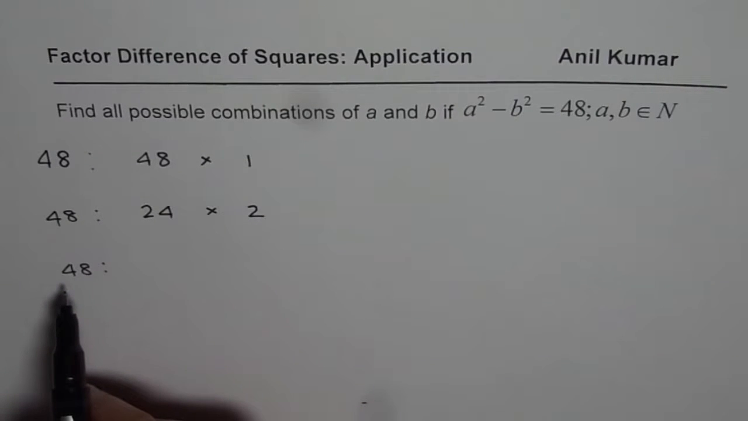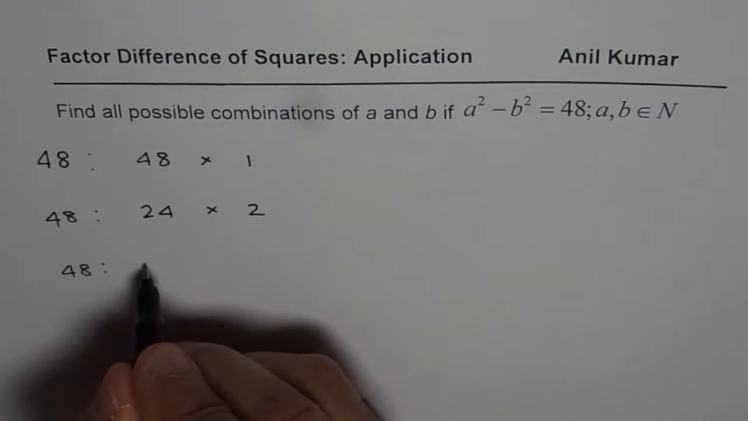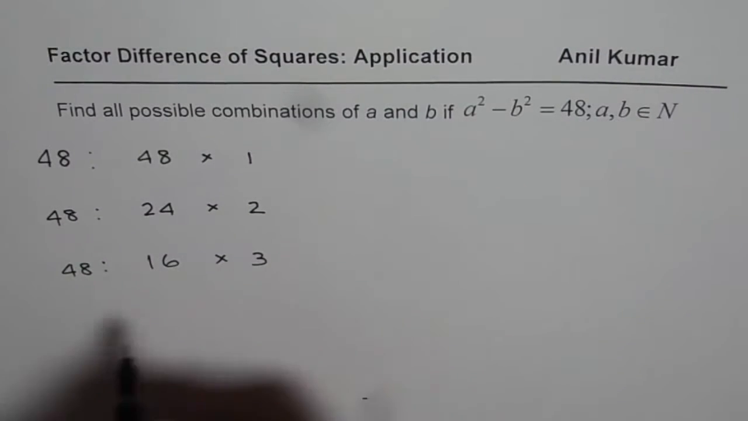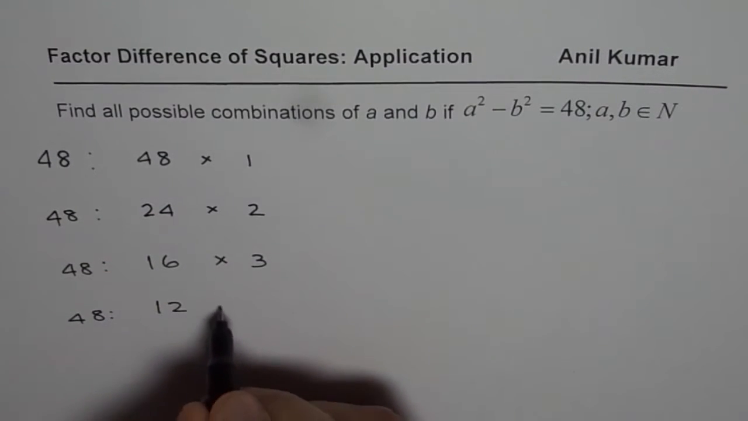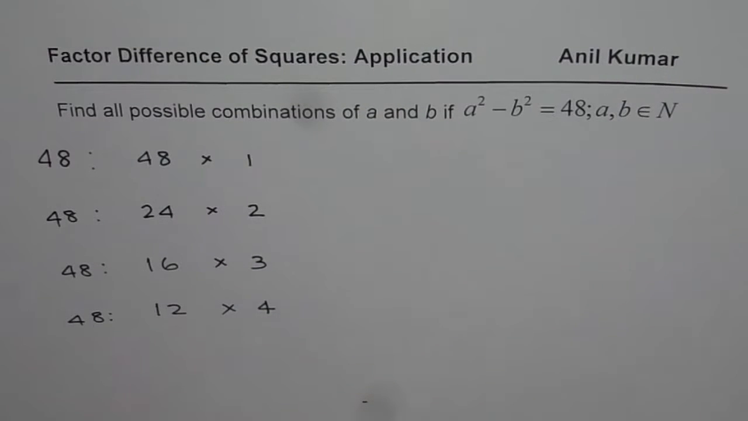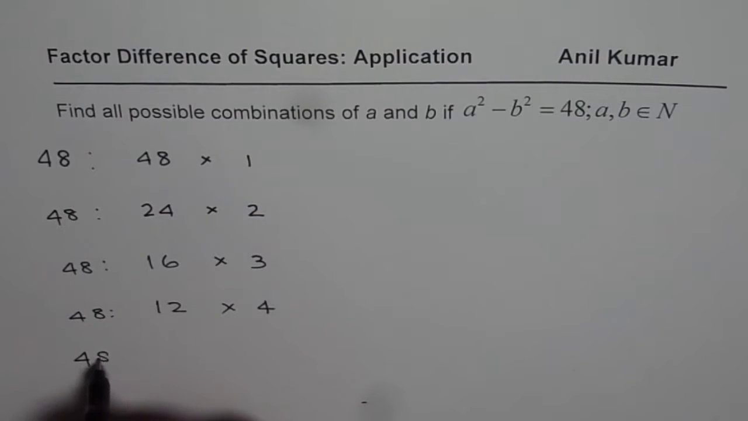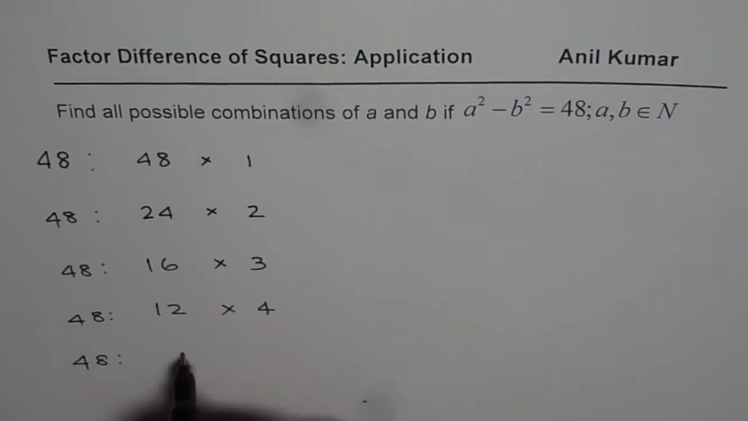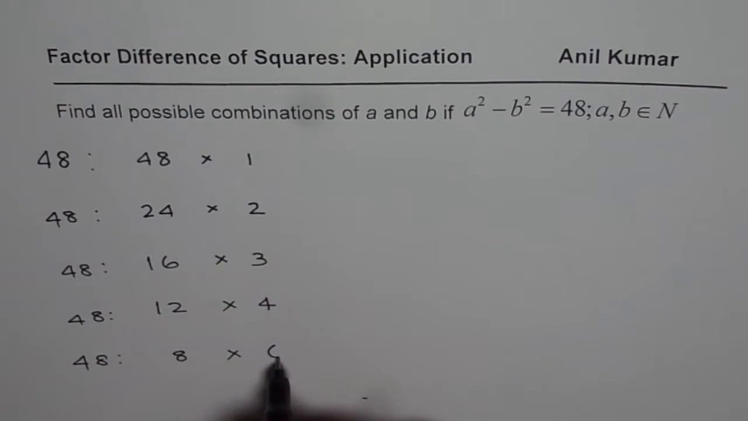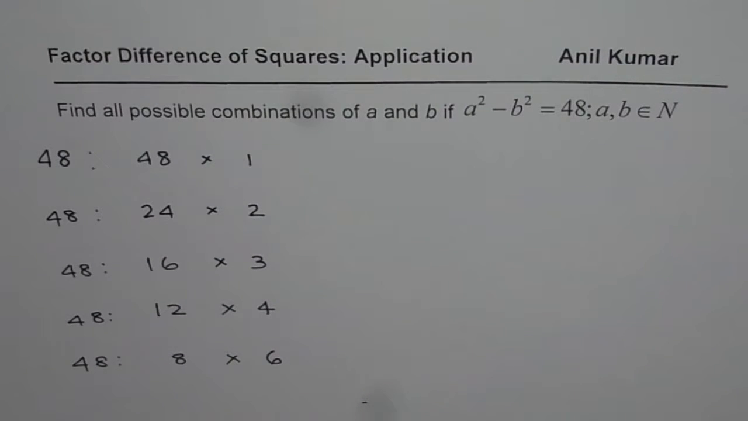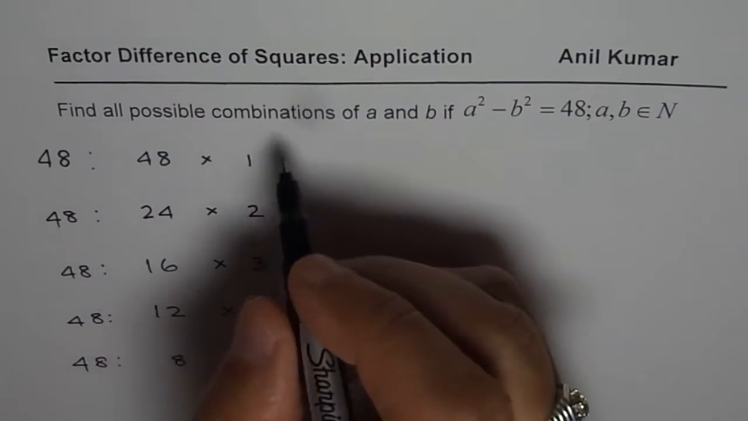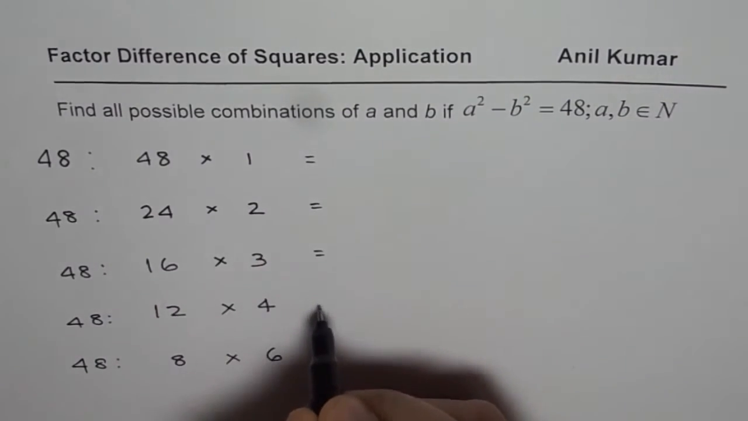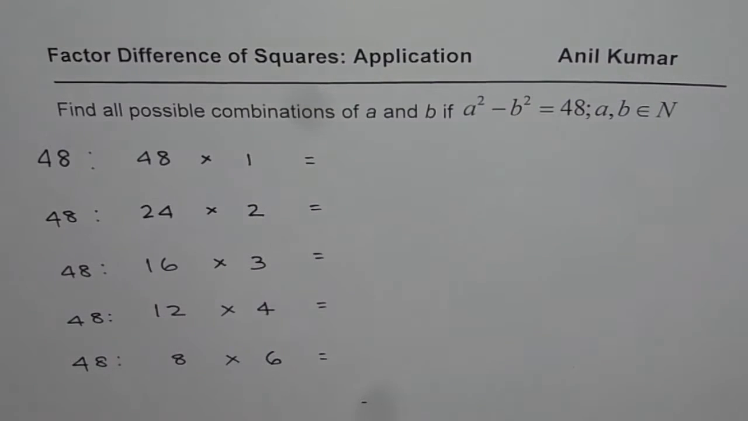If I divide this by 3, what do I get? I get 16. So we get 16 times 3, or we could get 48 by 12 times 4. The other factors are 6 and 8: 6 times 8 is 48. Let me write the bigger number first, 8 times 6. So these are possible combinations which can give us 48. Now we'll try to write them as sum and product of two numbers, and I will show you how.